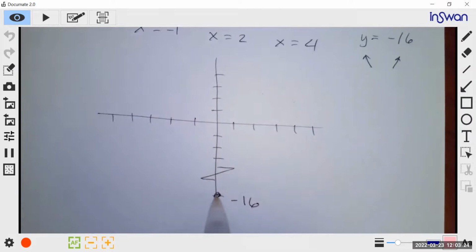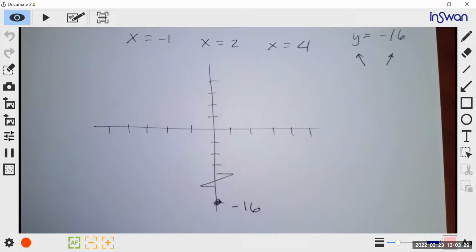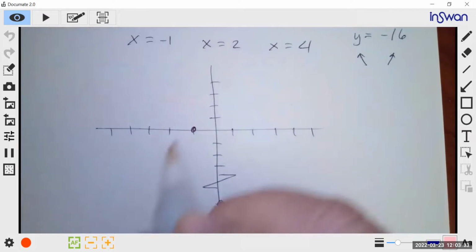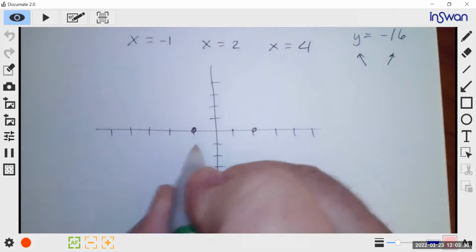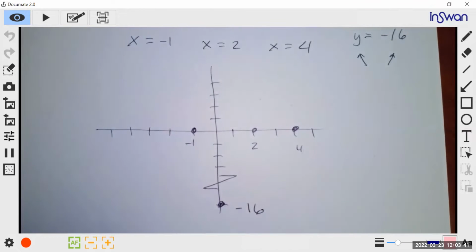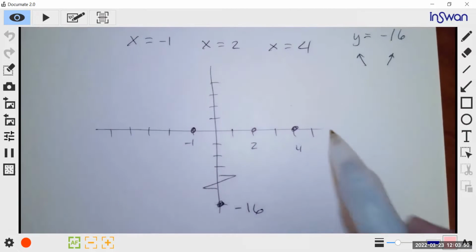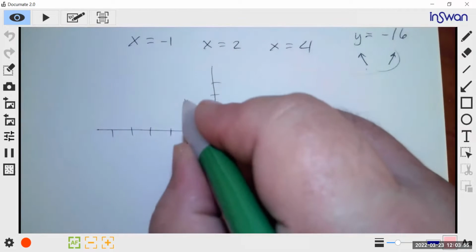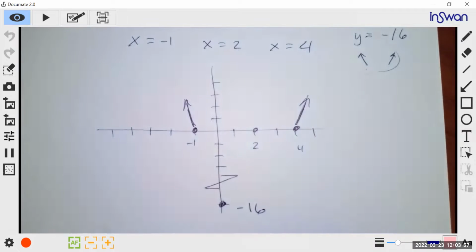We know we have a y-intercept at -16. We have x-intercepts at -1, 2, and 4. At the end points, at -1 and 4, so those are the outer points, we know our graph will be going up. So we know this side's going up here, and we know this side's going up here.